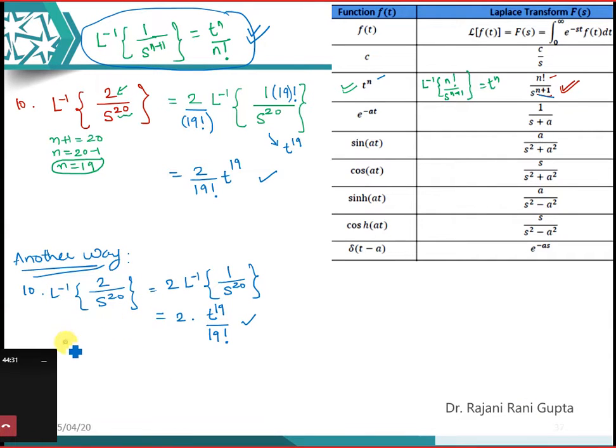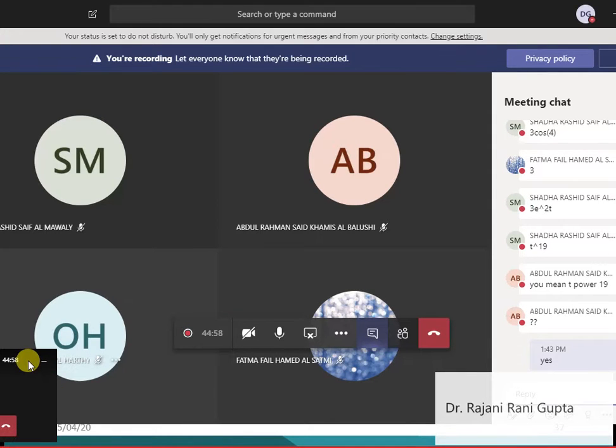Okay, just to test if it is clear to you or not. Tell me the answer for this one. Laplace inverse of 7 divided by s to the power 6. Tell me what will be the answer. Type your answer.